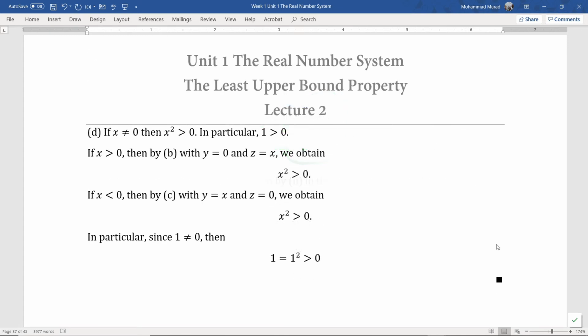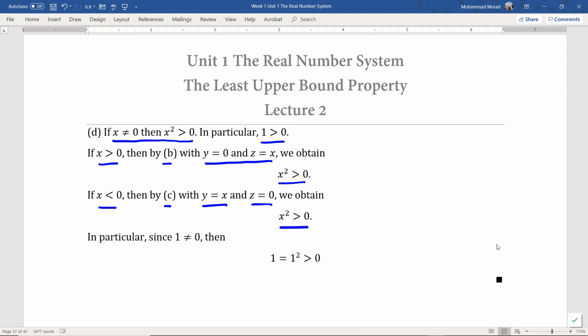Let's try to prove the statement D. Namely, if x is not 0, then x squared must be larger than 0. In particular, 1 is larger than 0. So if x is positive, then by b, considering y as 0 and z equals x, we obtain x squared larger than 0. If x is negative, then by c, with y equals x and z equals 0, we obtain also the statement that x squared is larger than 0.